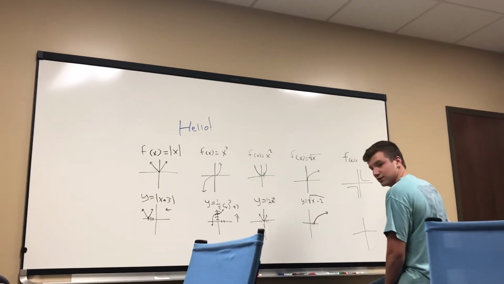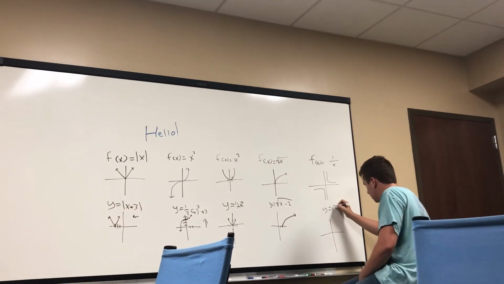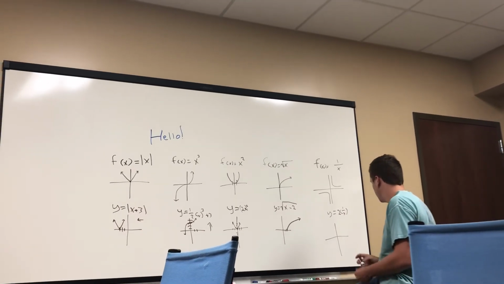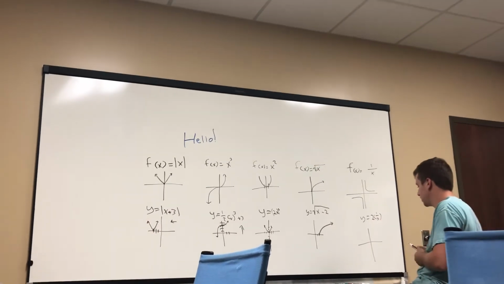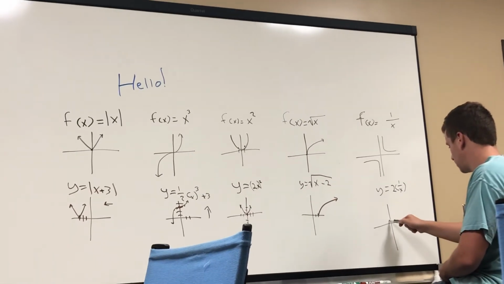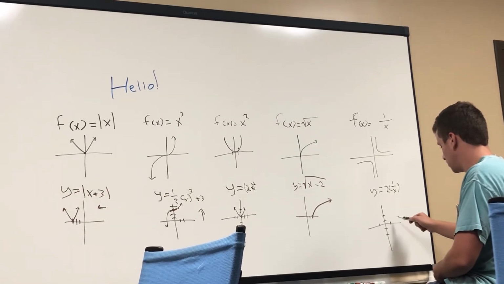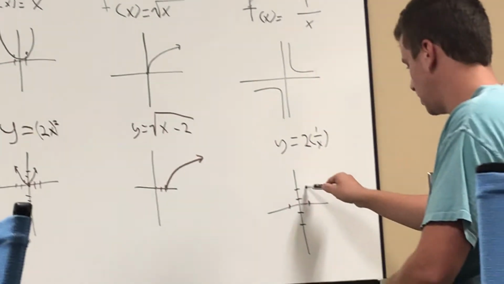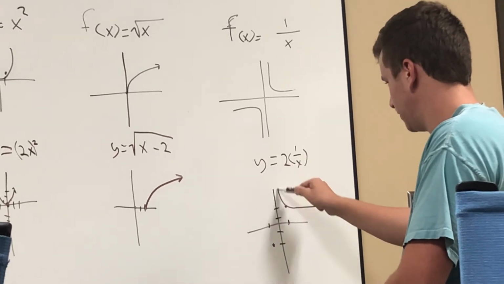Now for our last graph, that means we're going to be multiplying our y values by 2. So what this will end up looking like is this one's going to be going up 2, and this one's going to be going down 2. So now we have one that looks more like this.